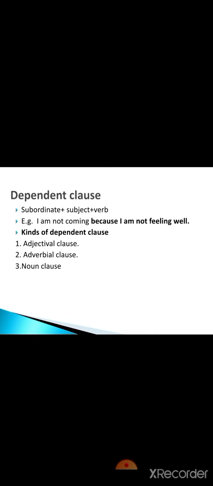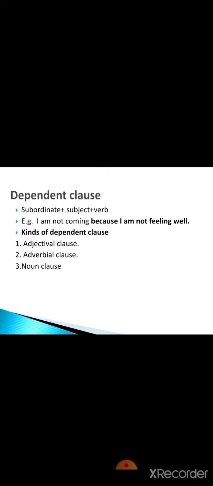Now, what is meant by dependent clause? The sentence structure or the pattern of the dependent clause is subordinate conjunction plus subject plus verb. For example, I am not coming because I am not feeling well. Over here, dependent clause is because I am not feeling well. So you can see over here subordinate conjunction because is used, then subject I and verb am not feeling. So that is a dependent clause.